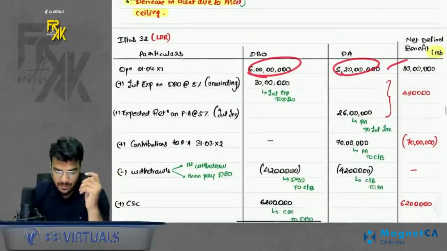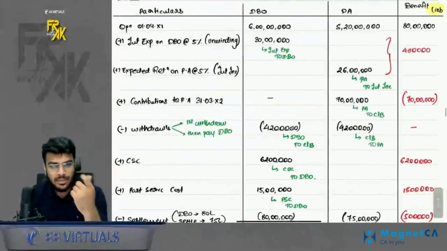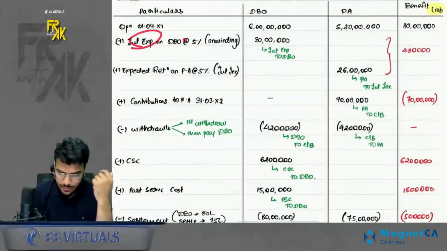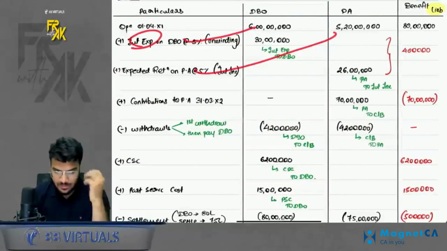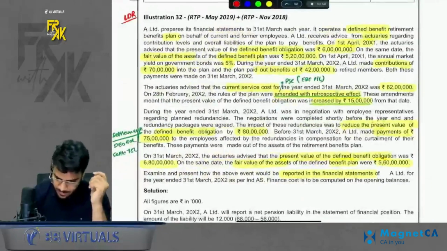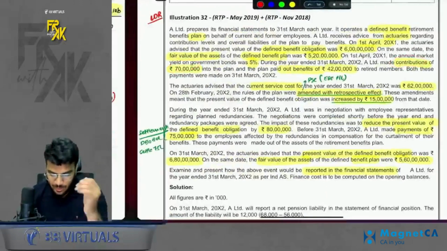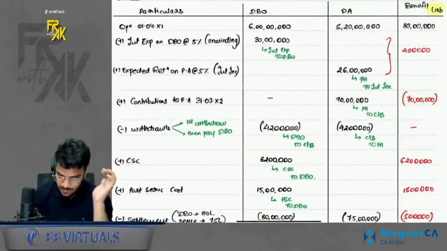Net column, just practice it again. Okay, net liability is higher. Very good. Then on the opening balance, always compute the interest part first. So I did the interest calculation on both the opening balances. In DBO, it is unwinding. In plan asset, it is expected return. Then it is given that we made a contribution of 70 lakhs. Contributions are done in plan asset, so my plan asset will increase. DBO will not be impacted.